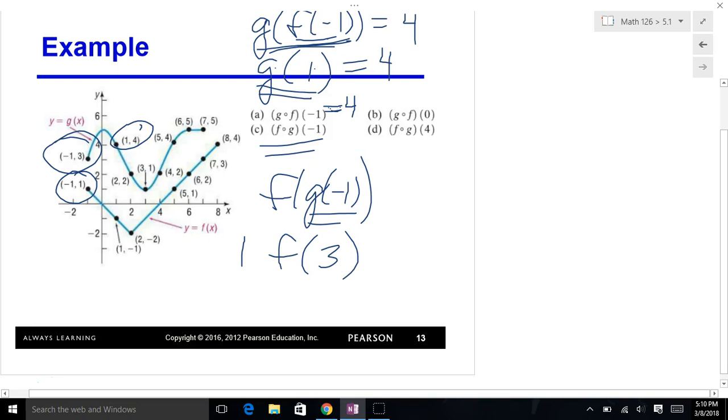And now I'm finding f of 3. So I go to my lower one. I find when my x is 3, I'm right here. f of 3 looks like it's -1. And that's how you're approaching those. Let's do one last one.